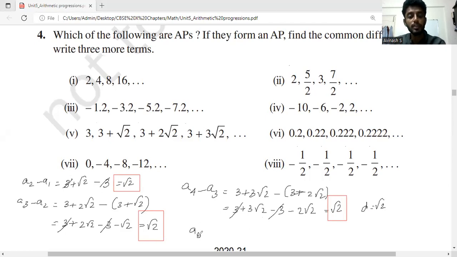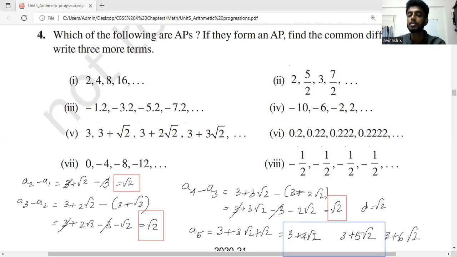So when it comes to fifth term, it is nothing but fourth term plus root 2. Root 2 is the common difference. So you'll be getting 3 root 2 plus root 2, which is 4 root 2. Likewise, we can get the other 2 terms also, which will be 1 more root 2, that is 5 root 2, and 1 more root 2, which is 6 root 2. So these 3 in the blue colored box are the next 3 consecutive terms of the AP. So this is how we do the fifth subdivision.